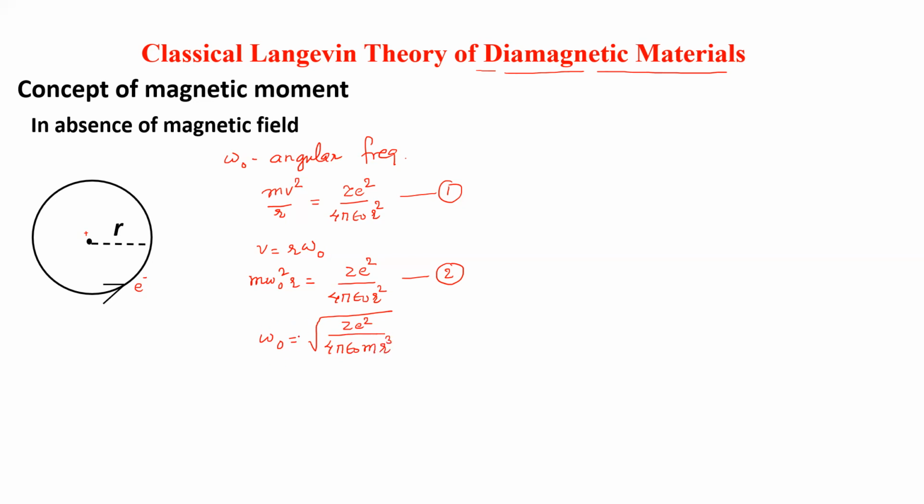So this will be the angular frequency of the electron in the absence of the magnetic field. I will write this as equation number 3. Now suppose that we have applied a magnetic field, and suppose B is the magnetic induction. We know that it will be given as B is equal to mu 0 into H.